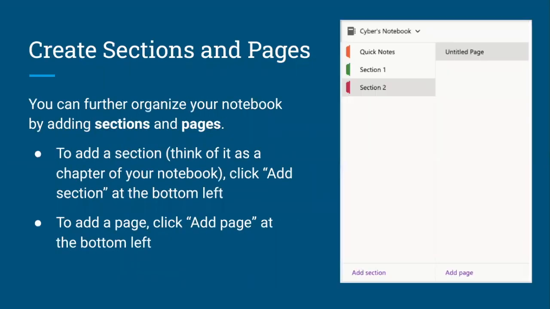Create sections and pages. You can further organize your notebook by adding sections and pages. To add a section, think of it as a chapter within your notebook. You would click Add Section at the bottom left. And to add a page, you would click Add Page at the bottom right.